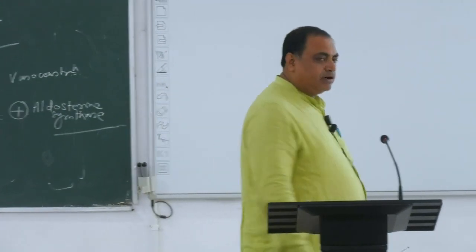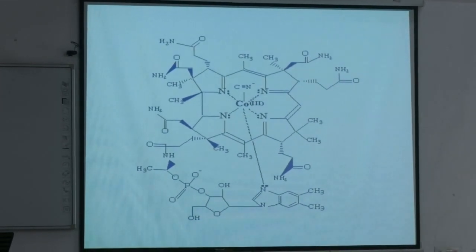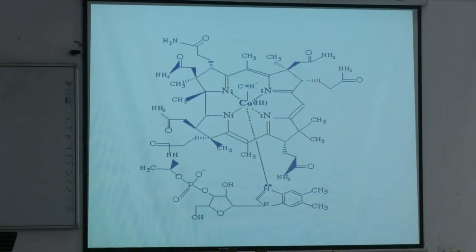Now, look, what is the chemistry part? It contains a corrin ring, the central metal ion is cobalt, and to this one, DMB, this is called DMB, one additional group is attached.